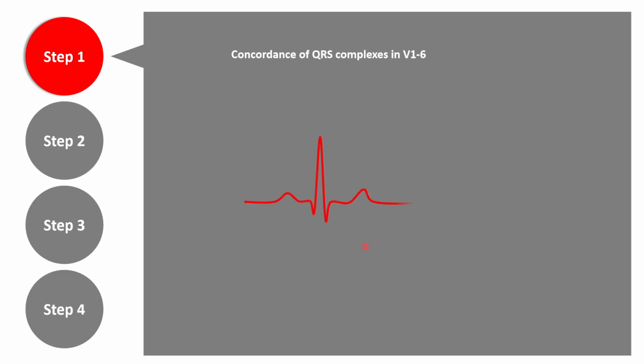Concordance is abnormal. So if you look at V1 to V6, in all the 6 chest leads, there is concordance and the QRS complex is wide. This is highly likely to be VT according to the Brugada criteria. So let me show you some of the concordances.